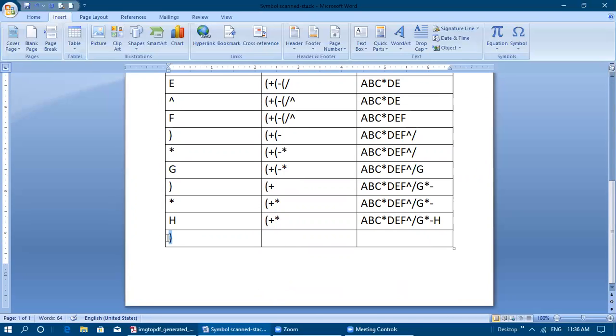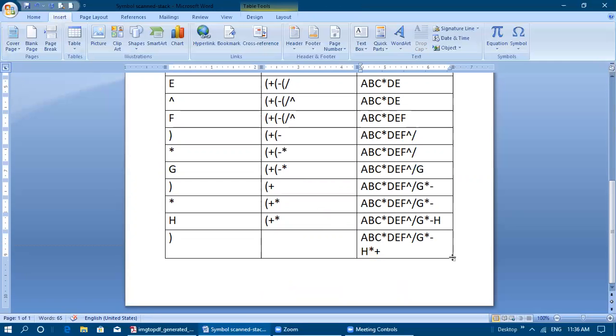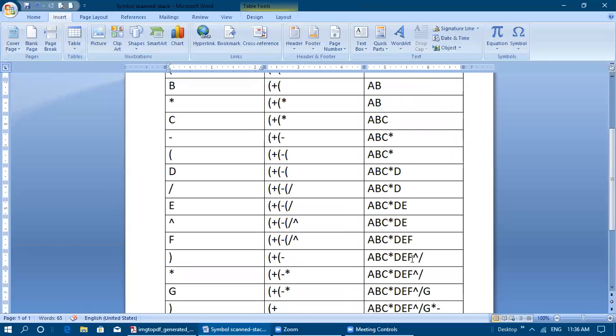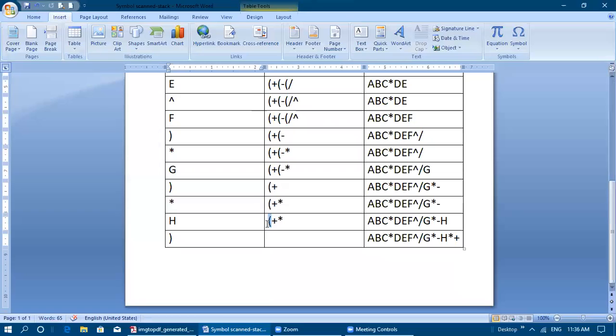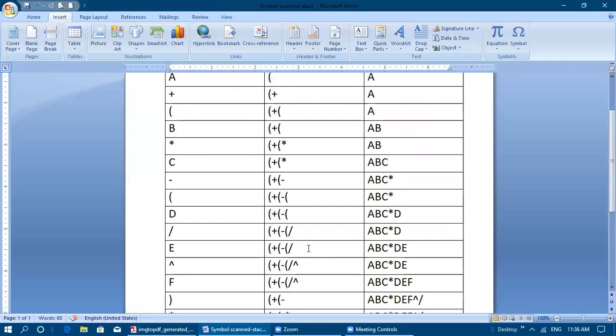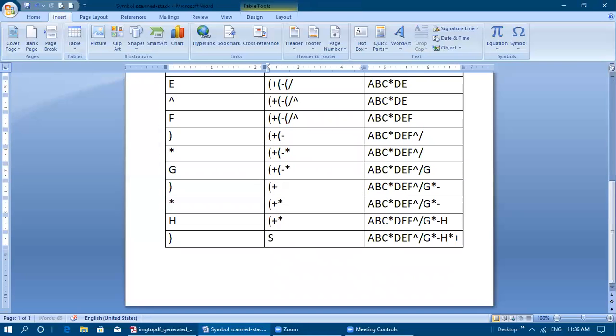So when the right parenthesis is encountered, what do we need to do? We need to remove all the operators from the top and place them after H. First you remove star from the top, and after removing star, plus only will be available. So plus is also removed. Next, what remains? The opening parenthesis, that is, the left parenthesis. So remove the left parenthesis. Now the stack is empty, so you can stop the process.